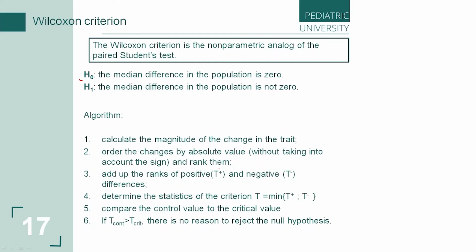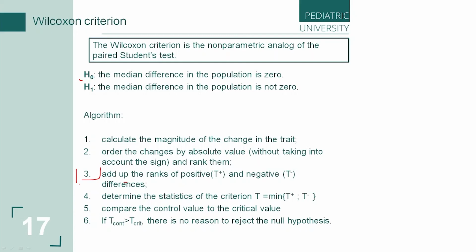Then we add up the ranks of positive differences and the ranks of negative differences. You can see the third step. The fourth step is what? The criterion statistic will be the minimum of this sum. Don't forget about the third step.